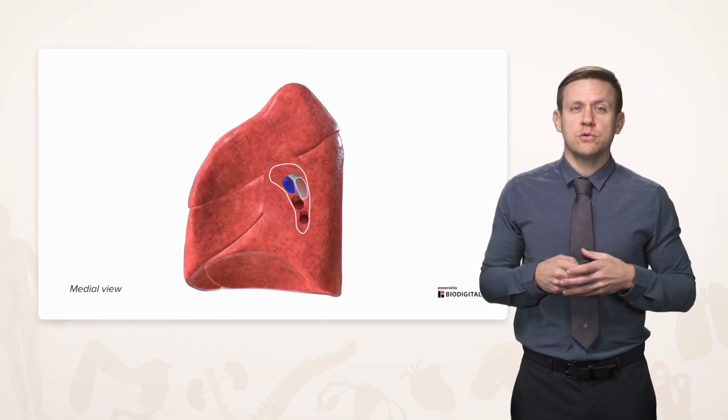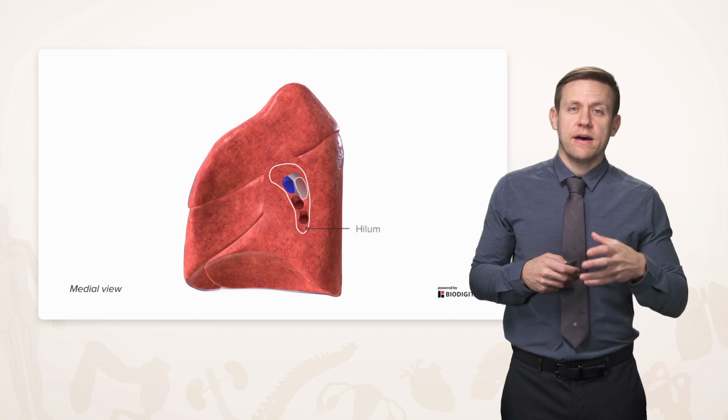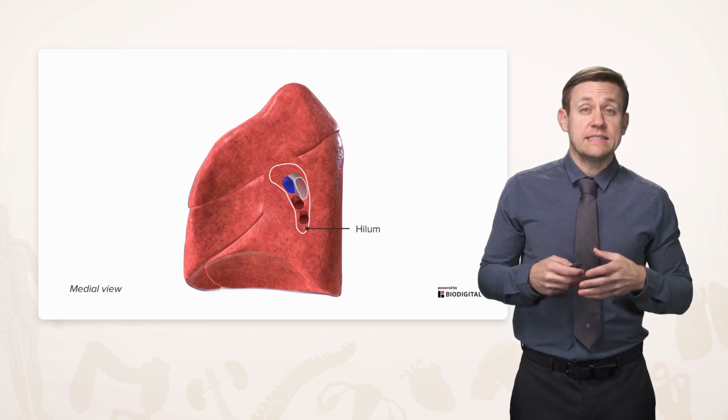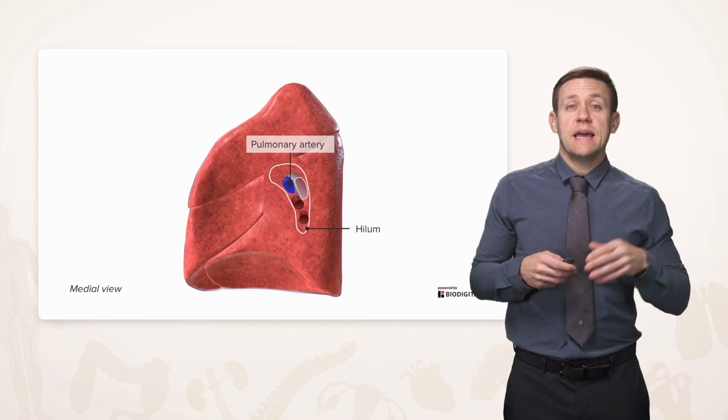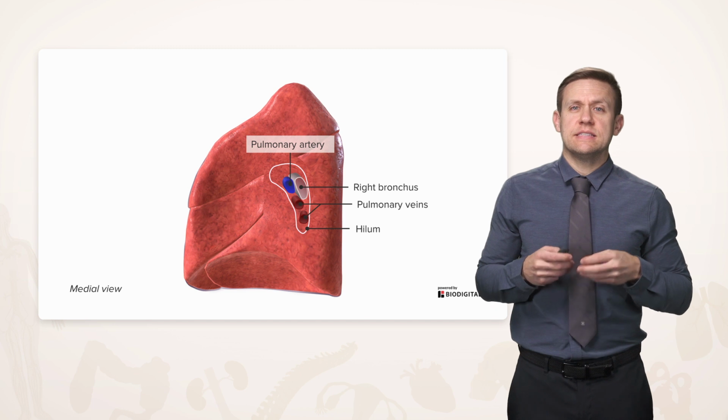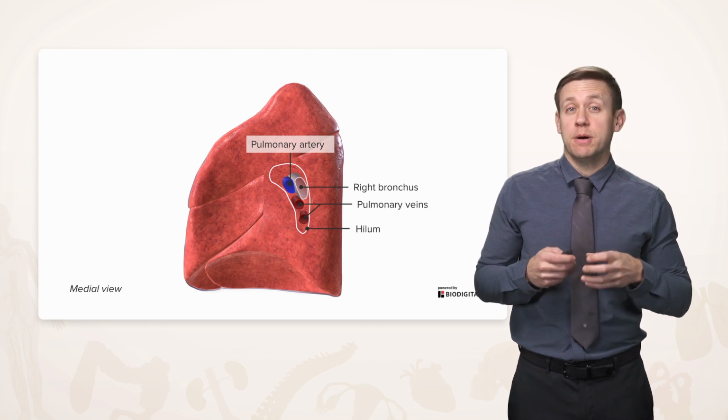Again, if we switch back to a medial view, we find the hilum, where things enter and exit. In this case, on the right side, the pulmonary artery sits anterior to the bronchus, but again, the veins still sit inferior to both.